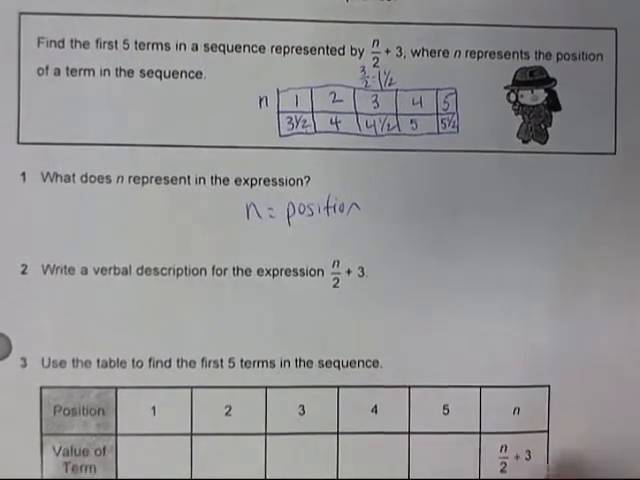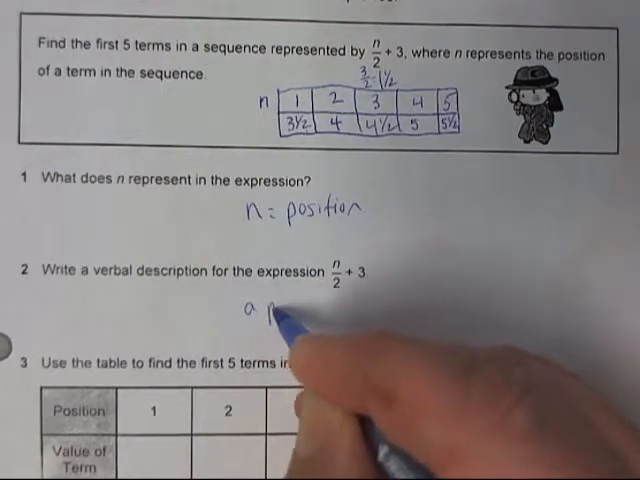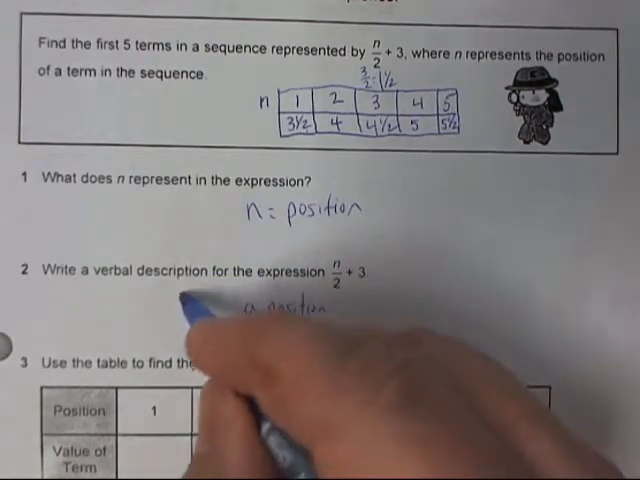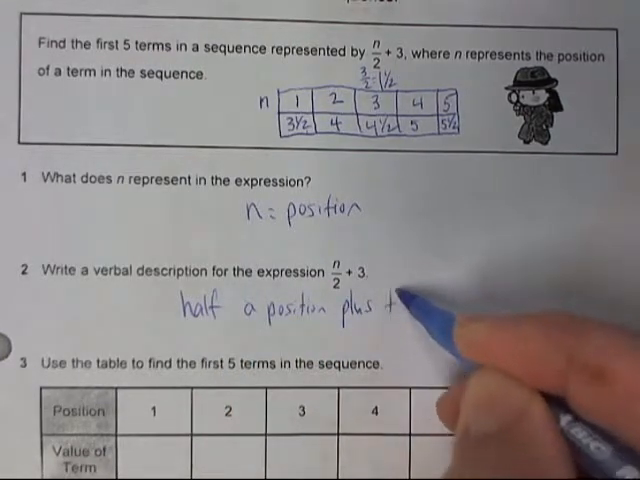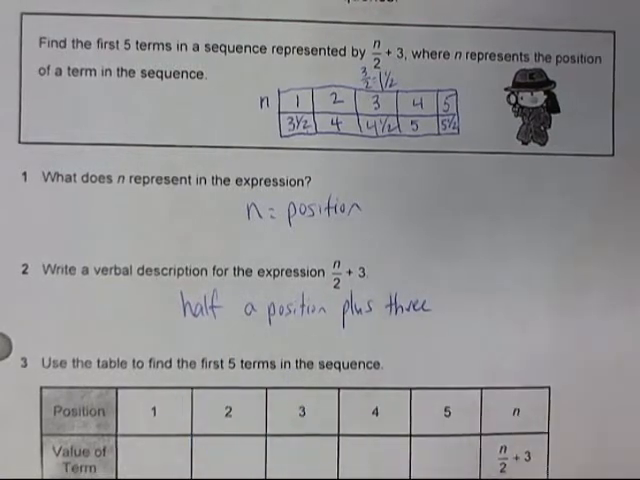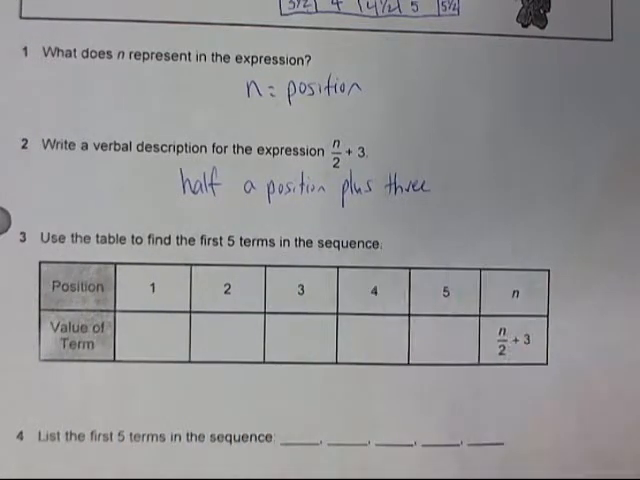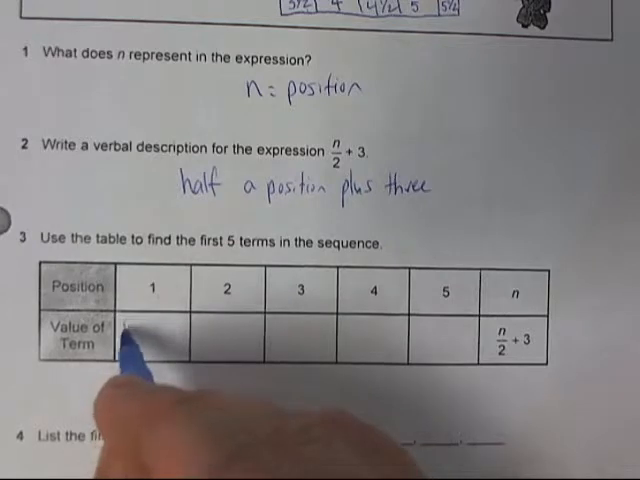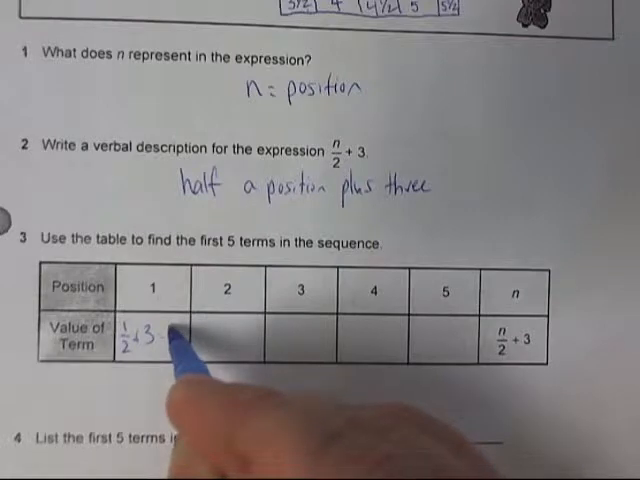Number 2, write a verbal description for the expression. So we can say half a position plus 3. And there's going to be different correct answers for number 2. Number 3, use the table to find the first 5 terms in the sequence. Well, here's your rule. So we need to substitute position 1 for n in the rule. So we're left with 1/2 plus 3 equals 3 1/2.